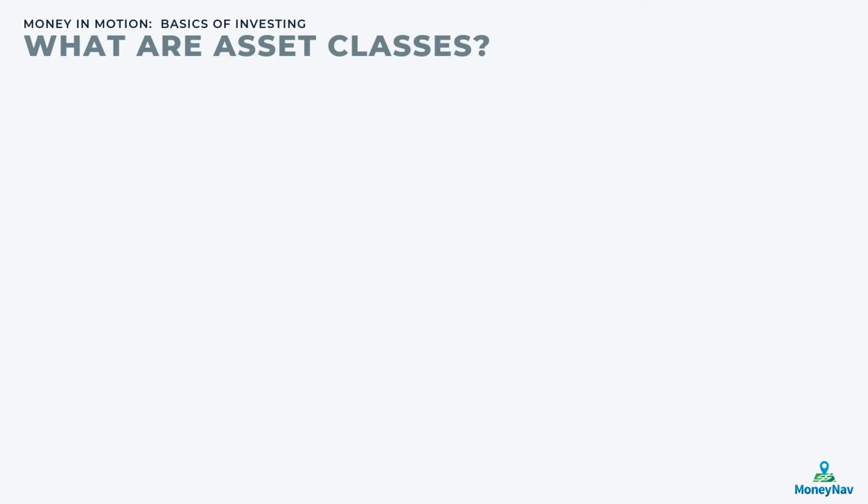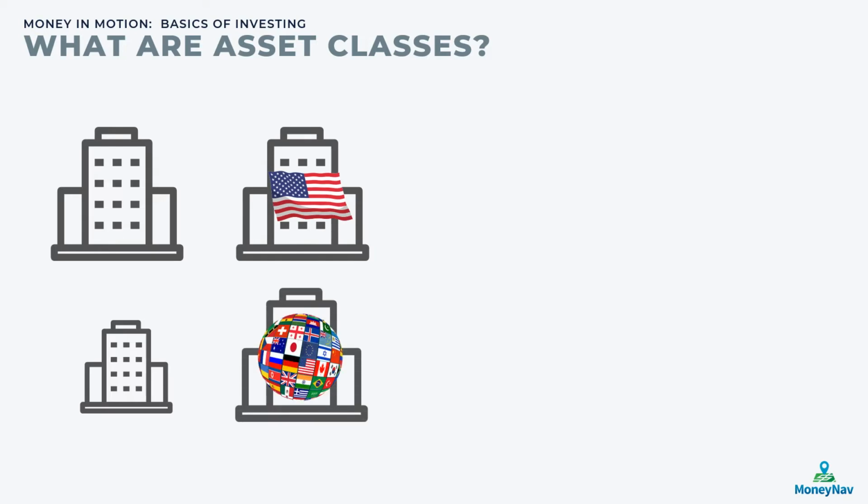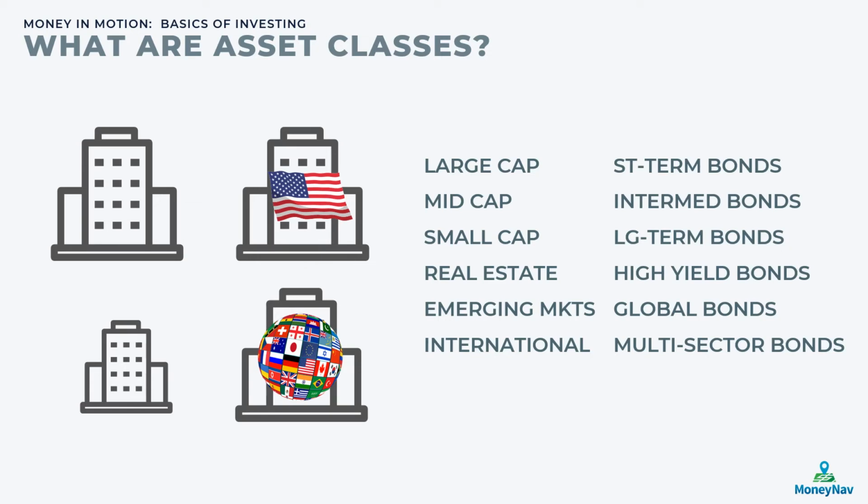Each mutual fund has a specific objective which defines the types of companies the managers invest in. These groups of companies are called asset classes. There are large companies and small companies, companies based in the US and those based all around the world. In fact, there are multiple stock and bond asset classes.